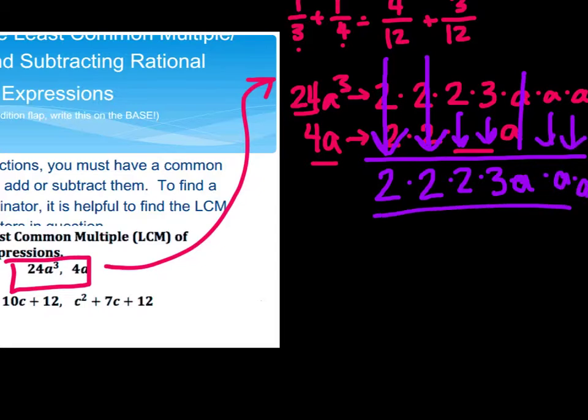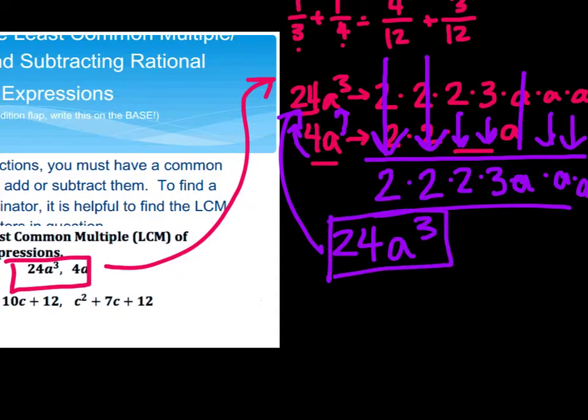So our least common multiple for 24a to the third and 4a is 24a to the third. You're like, but we had 24a to the third as one of our numbers. Well, if we think about it, 4 can go into 24 evenly, goes in 6 times, and a can go into a to the third evenly 3 times. So our least common multiple for this situation is going to be 24a to the third. Simple enough. Let's try another one.